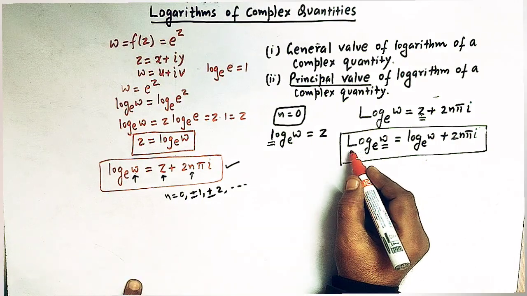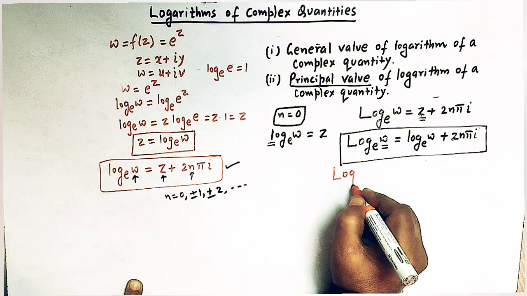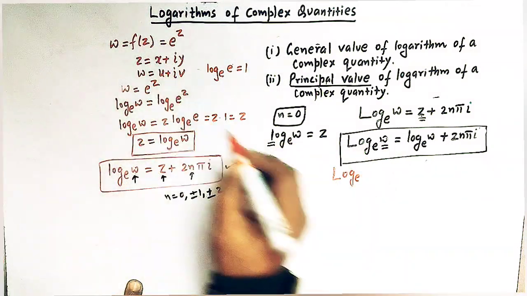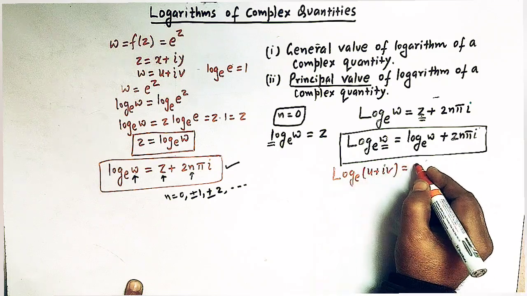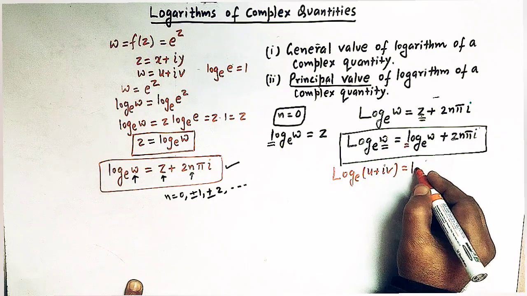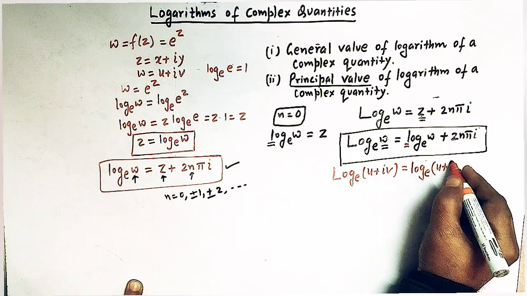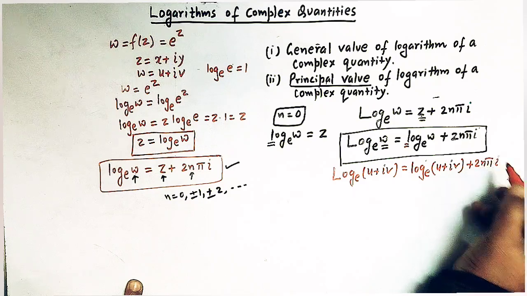So now this equation can also be written as capital L log, and w can be written as u plus iota v, and here we have a small l, and here we have log of u plus iota v, and 2n pi i, right?